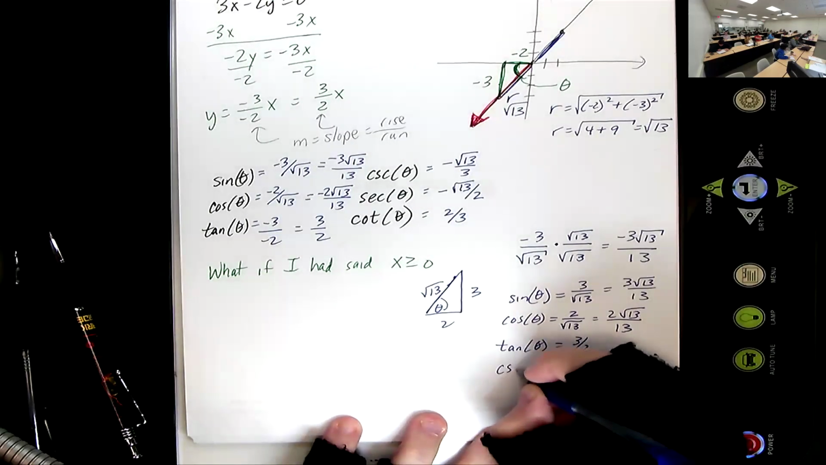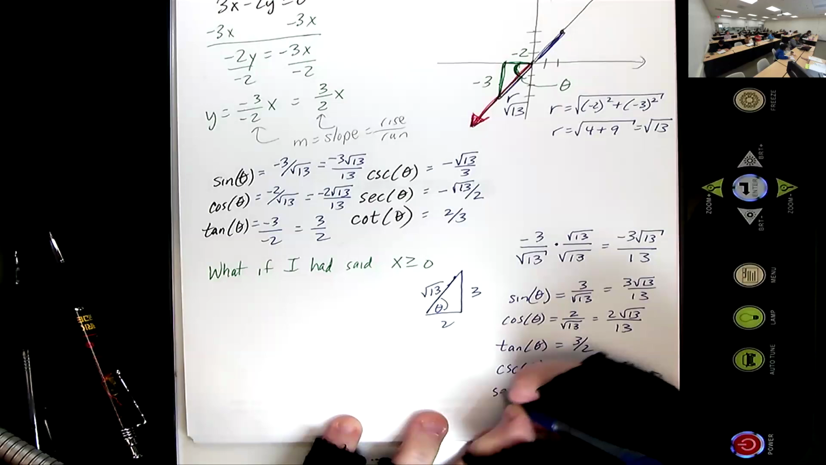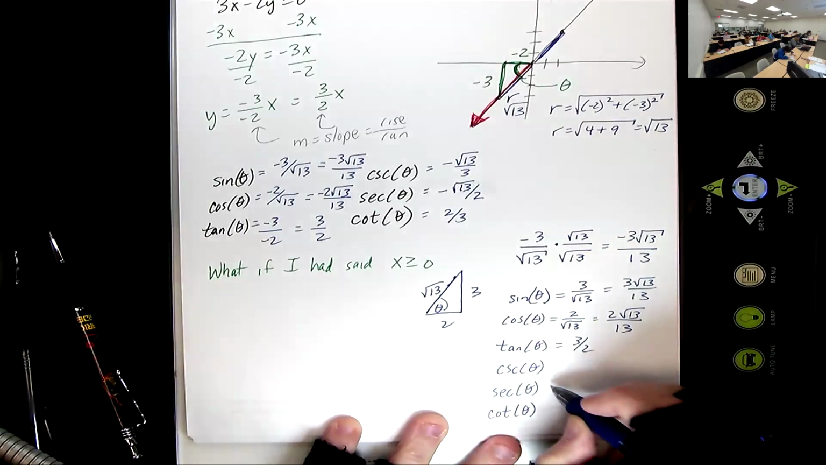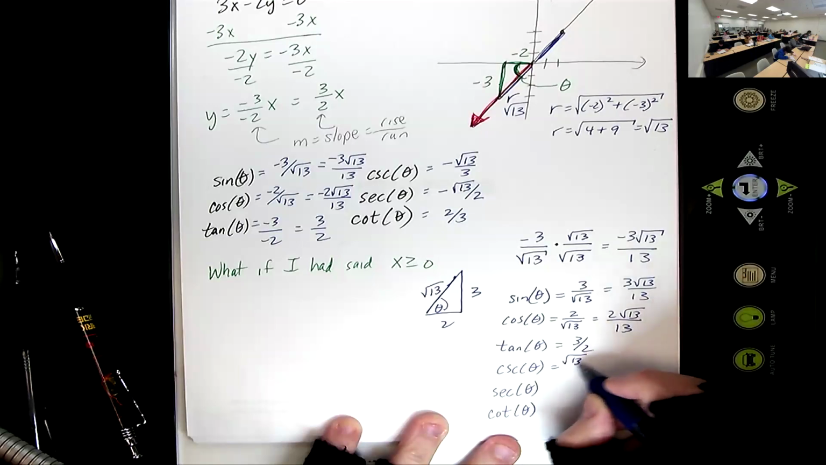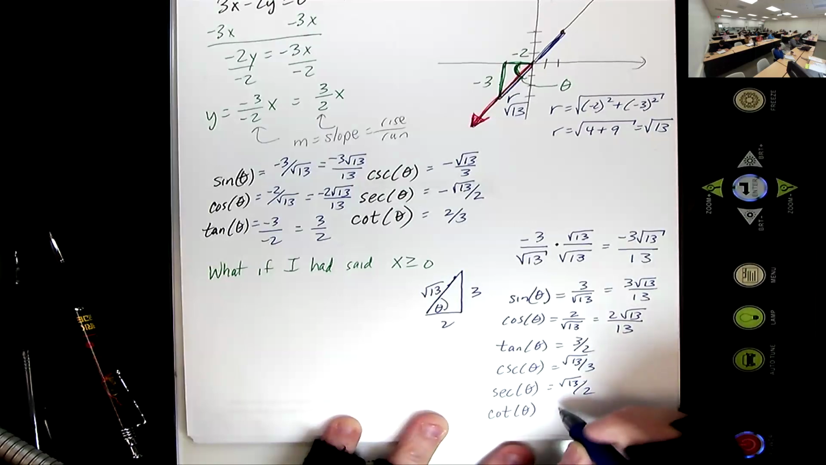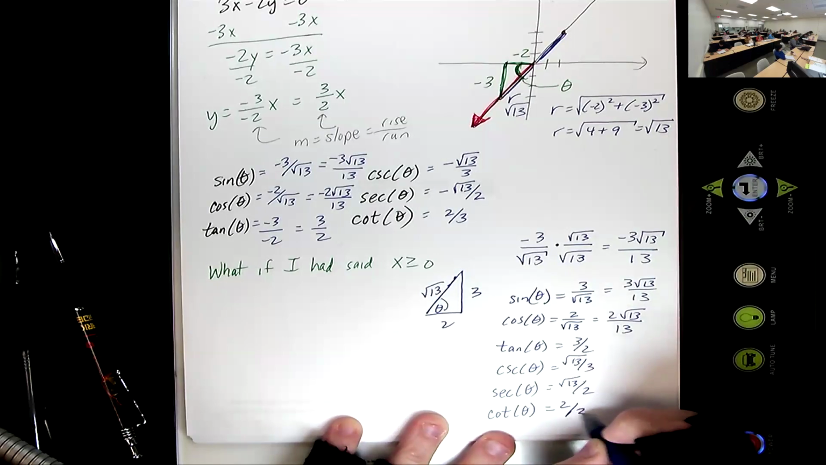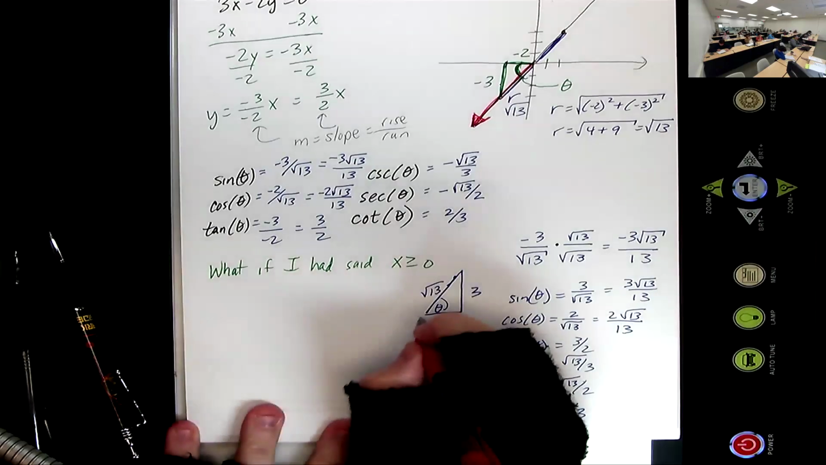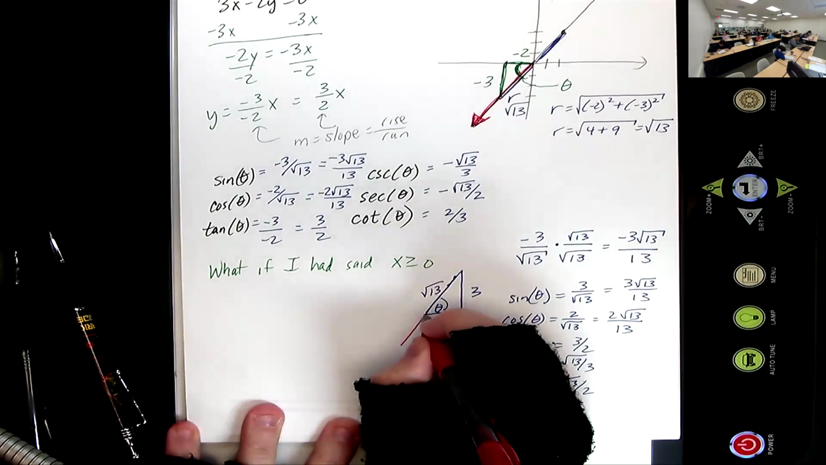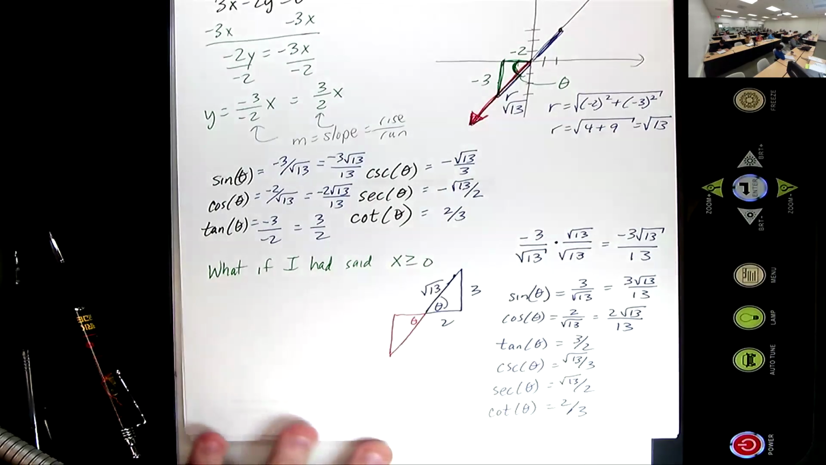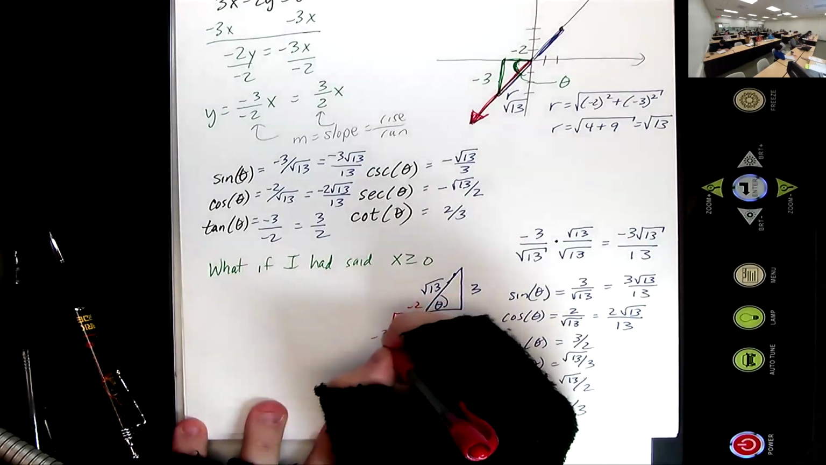If I go through with the cosecant, secant, and cotangent, I'm just flipping those three. We get √13/3, √13/2, and 2/3. And draw that other triangle on here, to see them at the same time.